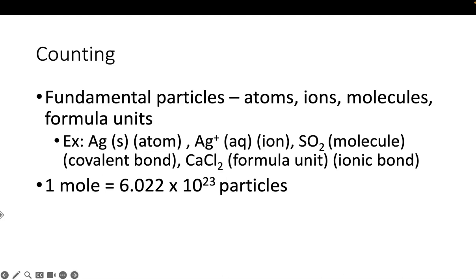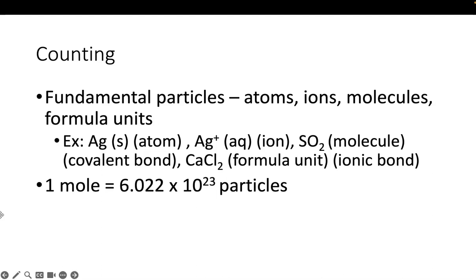And then we have formula units. A formula unit is a compound held together by an ionic bond. So that's a metal and a nonmetal. Here we have calcium chloride. You could have something like sodium chloride or iron carbonate, a metal and a nonmetal. And so atoms, ions, molecules, and formula units are all considered particles.